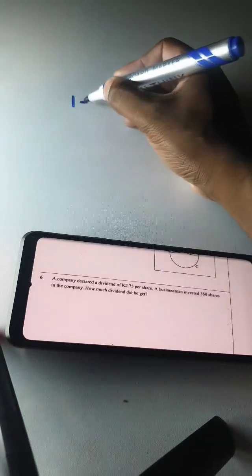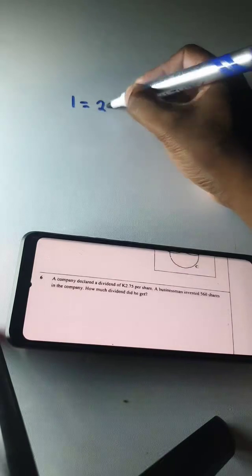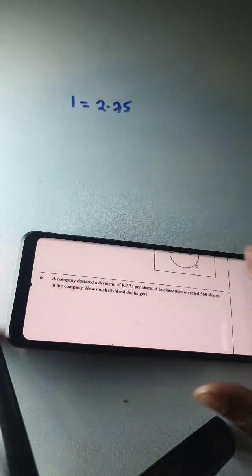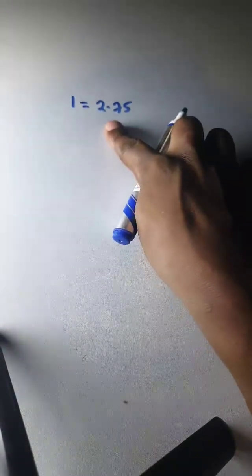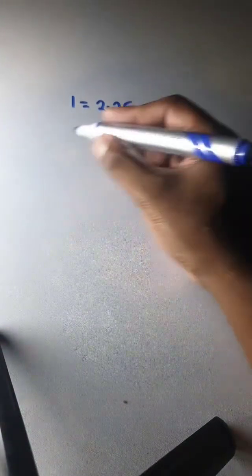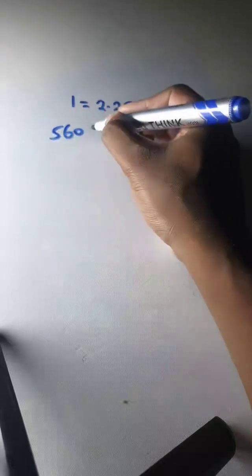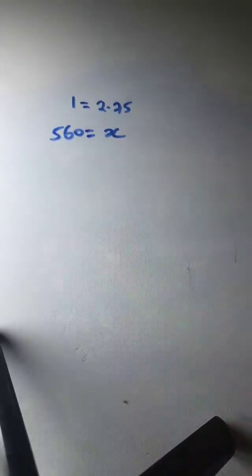So the company declared a dividend of 2 kwacha 75 ngwee for anyone who has 1 share in that company. If you have 1 share in that company, your money is 2 kwacha 75 ngwee. But this gentleman has 560 shares. How much would that person get?